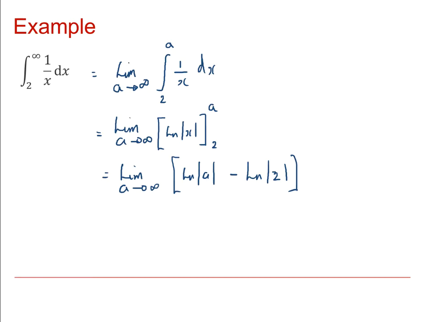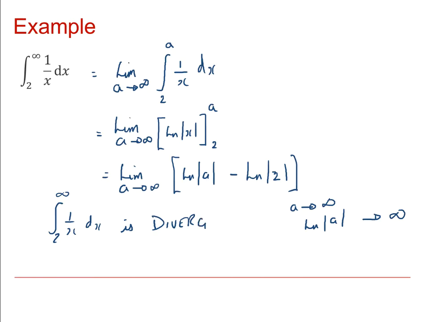But as a approaches infinity, the natural log of a also approaches infinity, so it doesn't converge at all. So therefore we can say that 1 over x, or the integral from 2 up to infinity of 1 over x dx, is divergent. And therefore it hasn't got a numerical value.